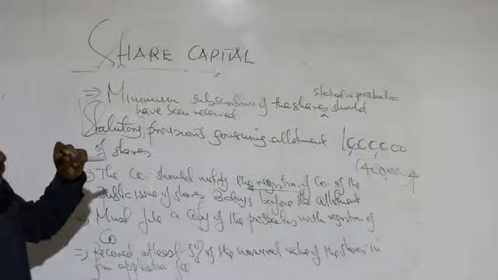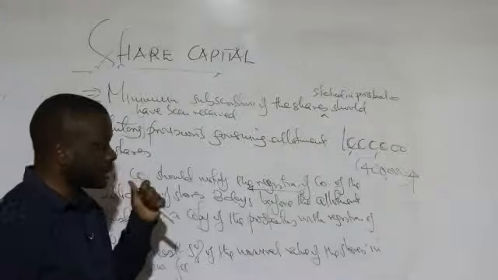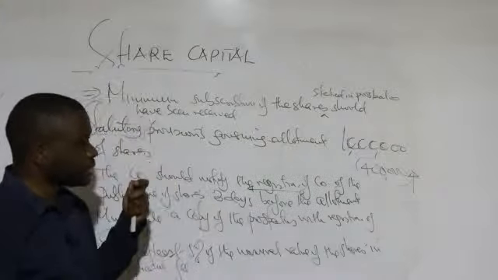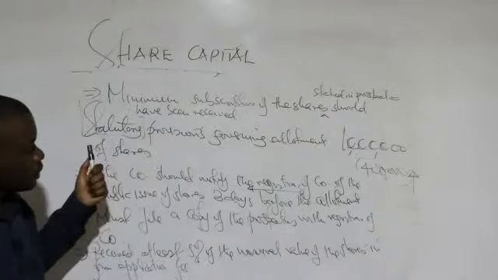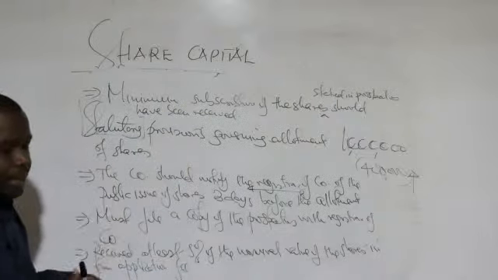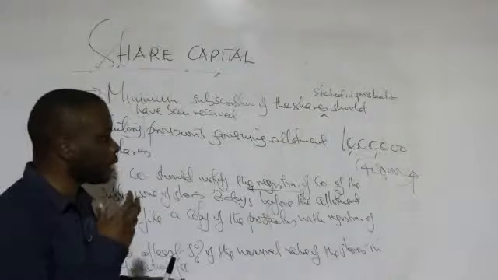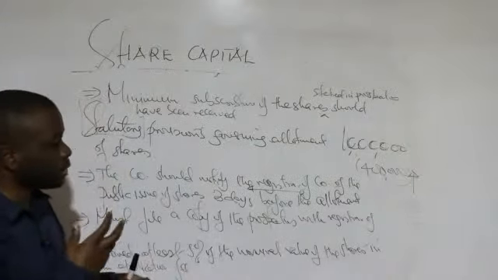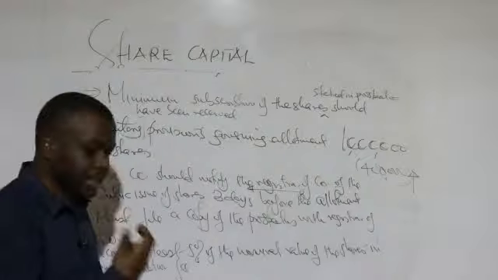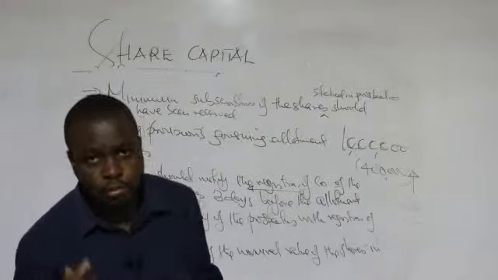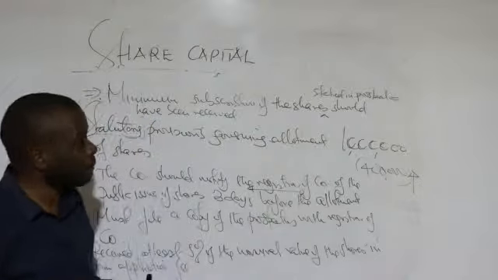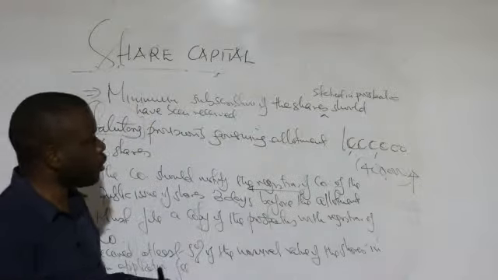Then, of course, after they have allotted the shares or distributed the shares to the shareholders, they have to do what is known as a return of allotment to the registrar of companies. It's just a return, or you can say it is a record of how the shares have been allotted. It's a report that is given to the registrar of companies on how the shares have been allotted. So it is known as a return of allotment to the registrar of companies.